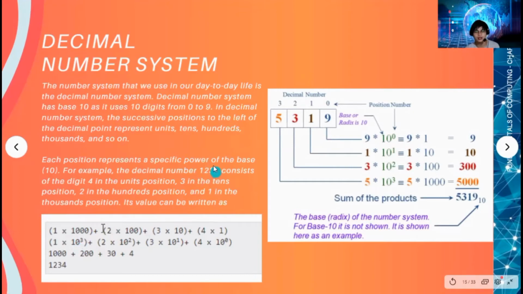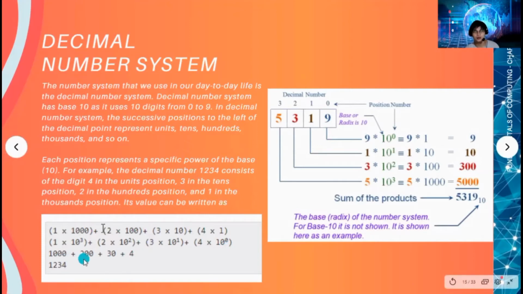Okay, let us say, for example, 1, 2, 3, 4. The positions are 0, 1, 2, 3. So 1 multiplied by 10 to the power of 3. 2 multiplied by 10 to the power of 2. 3 multiplied by 10 to the power of 1. And 4 multiplied by 10 to the power of 0. So 10 to the power of 0, when the exponent is 0, the answer would always be 1.